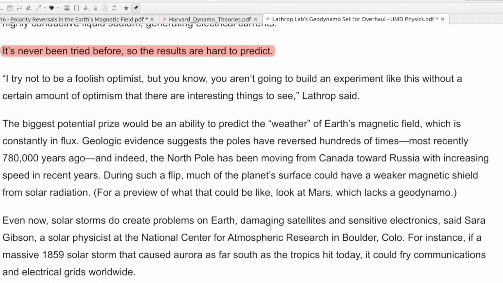And indeed, the North Pole has been moving from Canada towards Russia with increasing speed in recent years. During such a flip, much of the planet's surface could have a weaker magnetic shield from solar radiation. For a preview of what that could be like, look at Mars, which lacks a geodynamo.